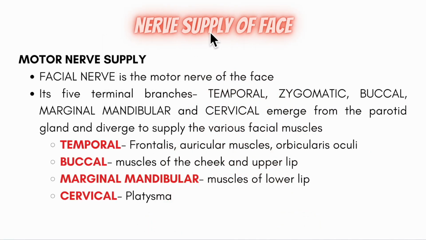Condensing the points under the nerve supply of the face, we learned that the motor nerve supply is mainly by the facial nerve. It has 5 branches, that is the temporal, zygomatic, buccal, marginal mandibular and cervical branch. The temporal branch mainly supplies the frontalis, the auricular muscles and the orbicularis oculi. The buccal branch mainly supplies the muscles of the cheek and the upper lip. The marginal mandibular supplies the muscles of the lower lip, and the cervical branch supplies the platysma muscle.